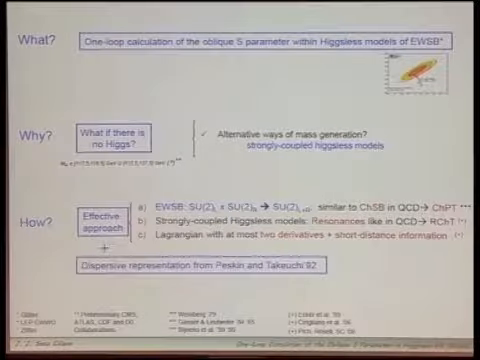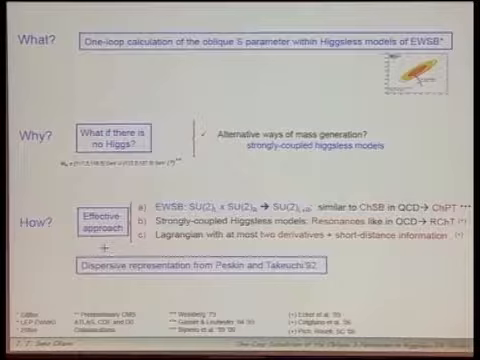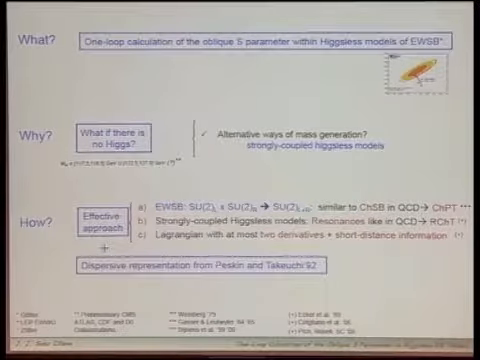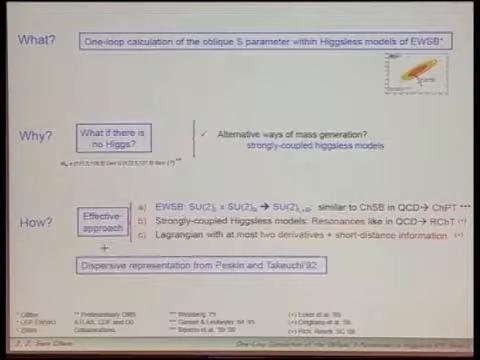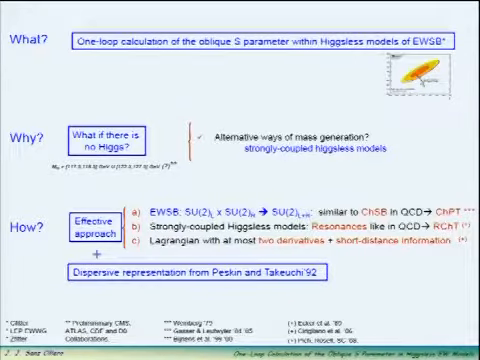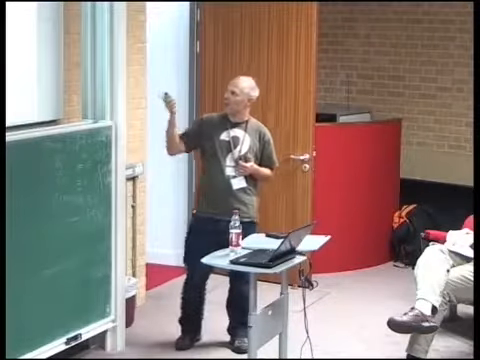What we have performed is the one loop calculation of the oblique S parameter with Higgsless models for electroweak symmetry breaking. Why? Well, if eventually at the end of the day there is no Higgs, one should look for alternative ways for mass generation, like in strongly coupled Higgsless models. We have performed this computation through an effective approach, taking into account that electroweak symmetry breaking is pretty similar to that in QCD for chiral symmetry breaking, where the Goldstone interaction is described through chiral perturbation theory.